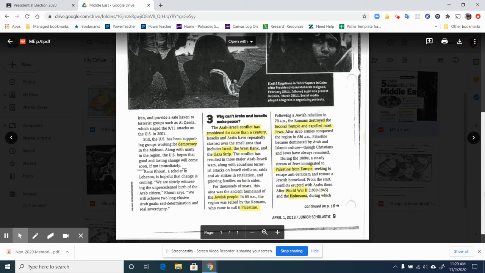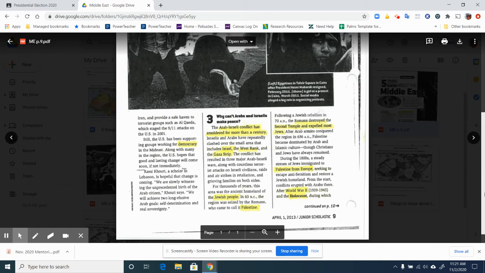Following a Jewish rebellion in 70 AD, the Romans destroyed the Second Temple and expelled most of the Jewish people. After Arab armies conquered the region in 636 AD, Palestine became dominated by Arab and Islamic culture, though Christians and Jews have always remained there as well. During the 1800s, a steady stream of Jews immigrated to Palestine from Europe, seeking to escape anti-Semitism and restore a Jewish homeland. From the start, conflicts erupted with Arabs there.